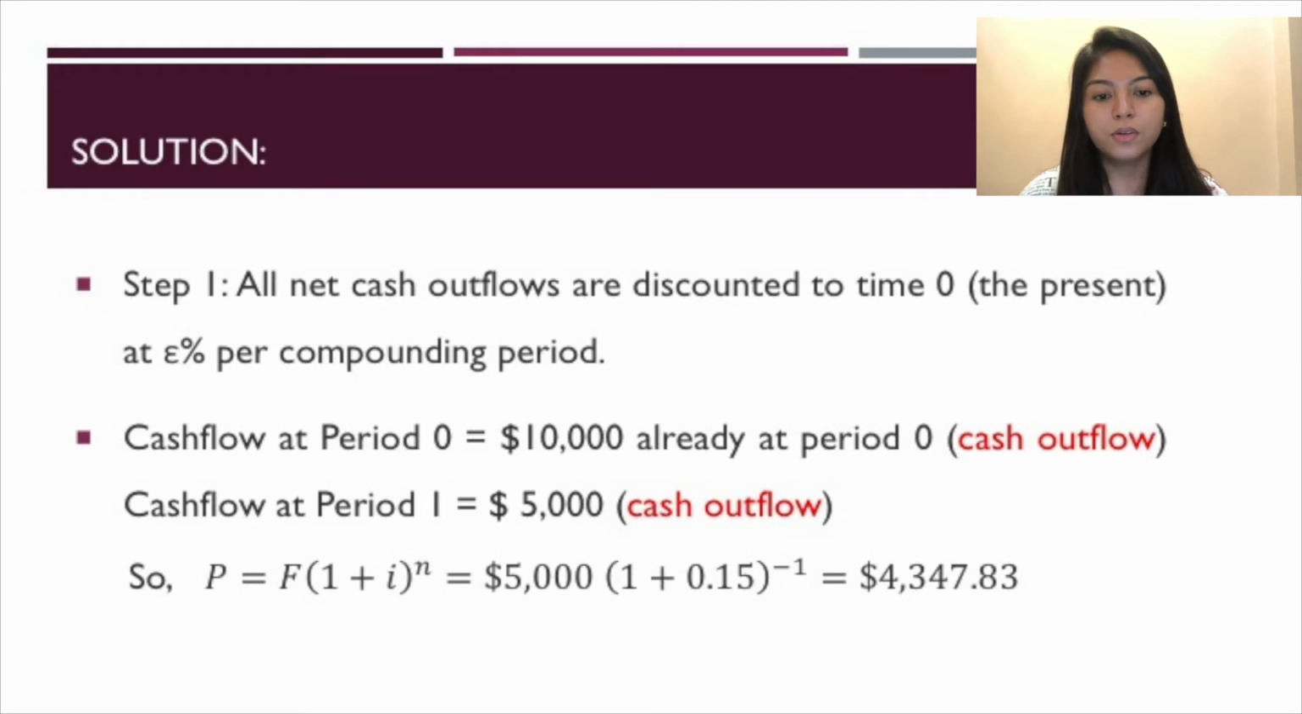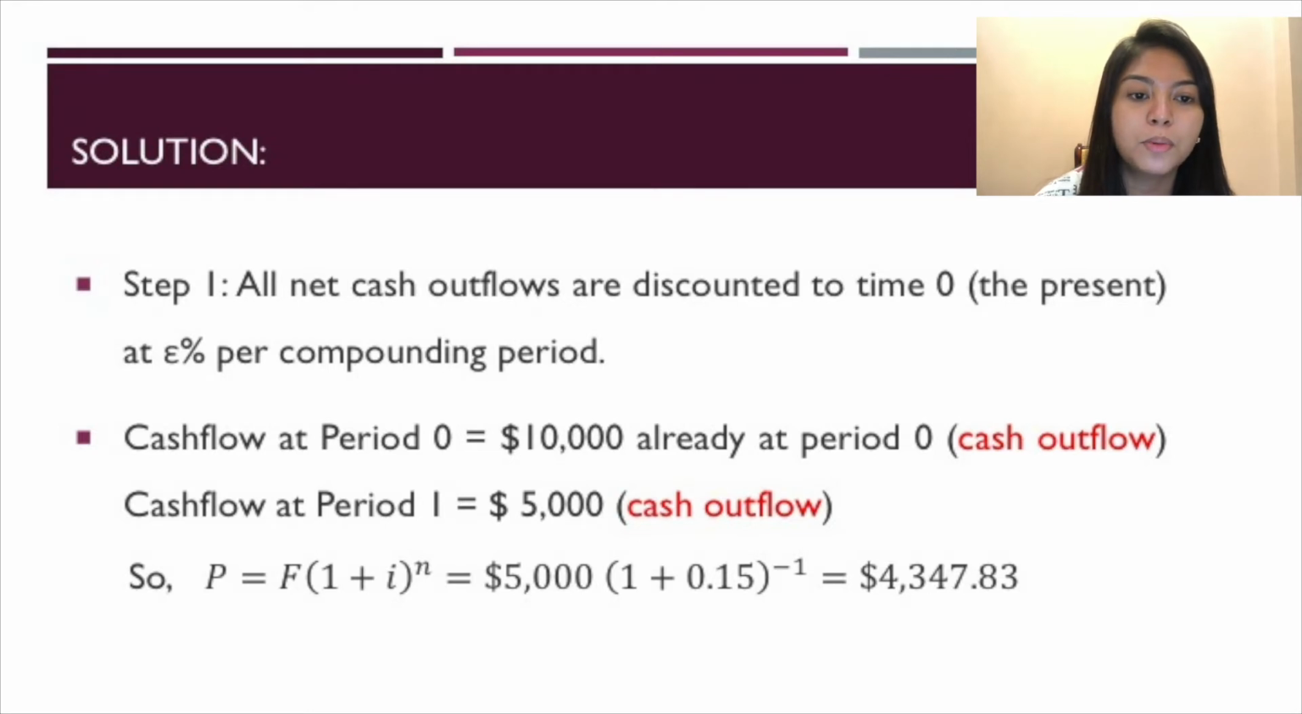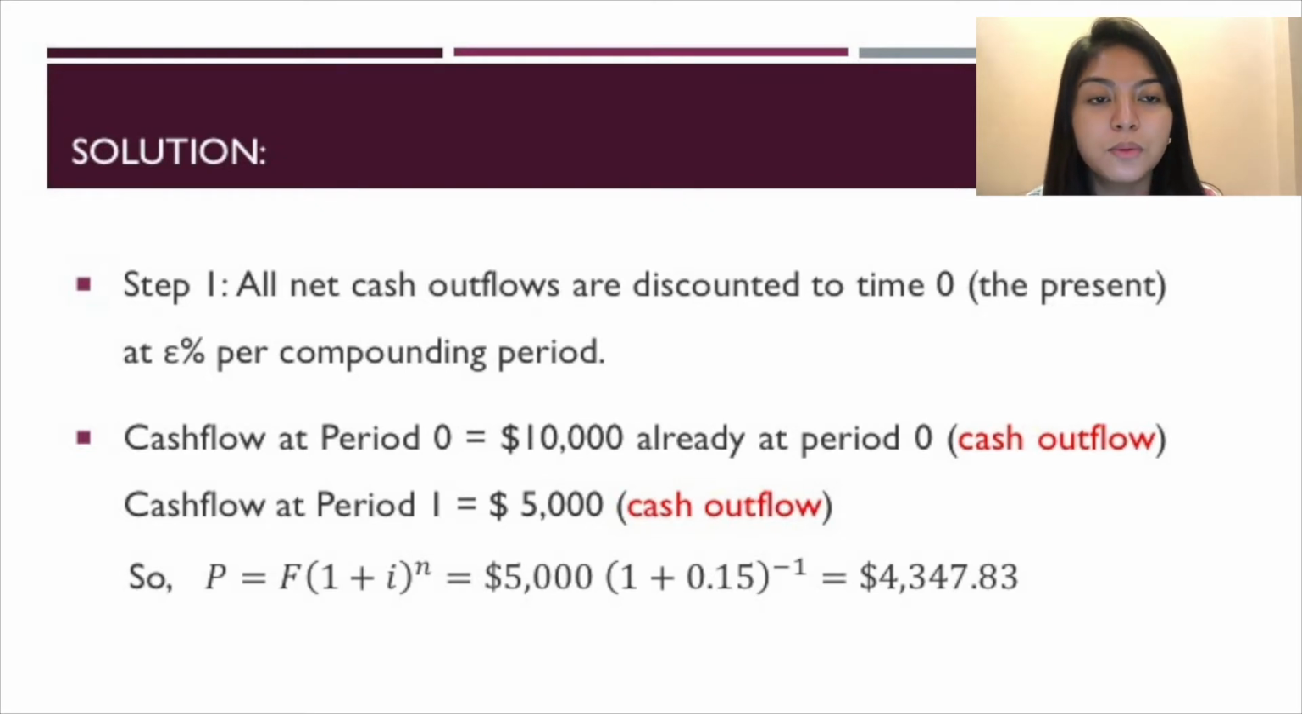Okay, now here, as I said, all net cash outflows are discounted from time zero, which practically means the present at E% per compounding period. So cash flow at period zero is equal to $10,000. That's already at period zero. That's the cash outflow, yeah? Cash outflow at period one is 5,000. From the formula, P equals F times the quantity (1 plus i) raised to the power of negative n. Substituting the values, we will get an F, which is 5,000, multiplied by (1 plus 0.15) raised to the power of negative 1. That will then become $4,347.83. That will be now our P.